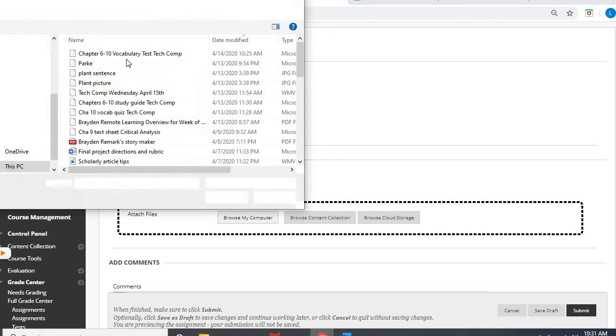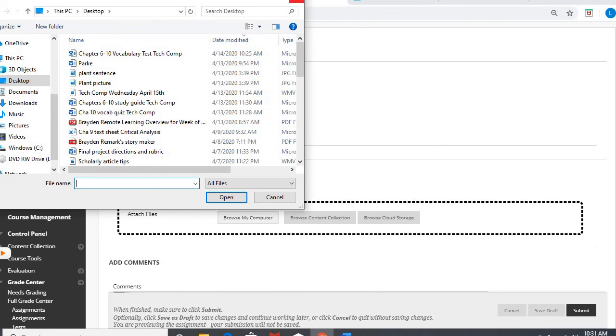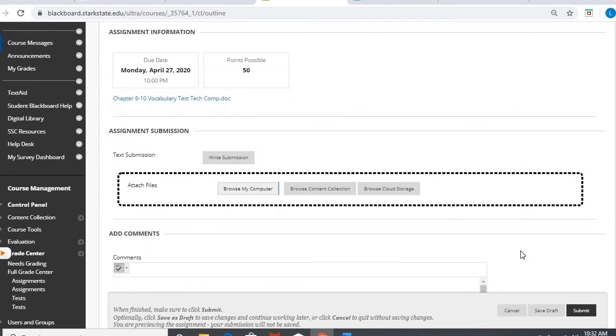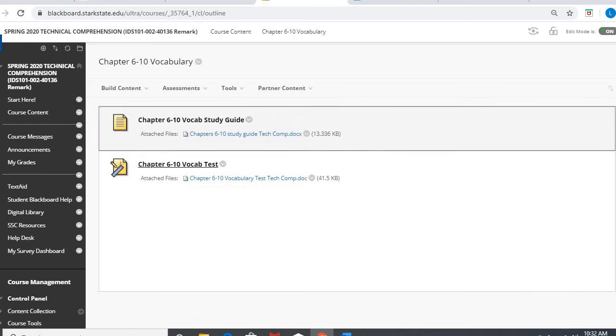You'll just browse your computer, drop it in there, and then you'll have your Chapter 6 through 10 vocabulary test, and that'll kind of start wrapping up.